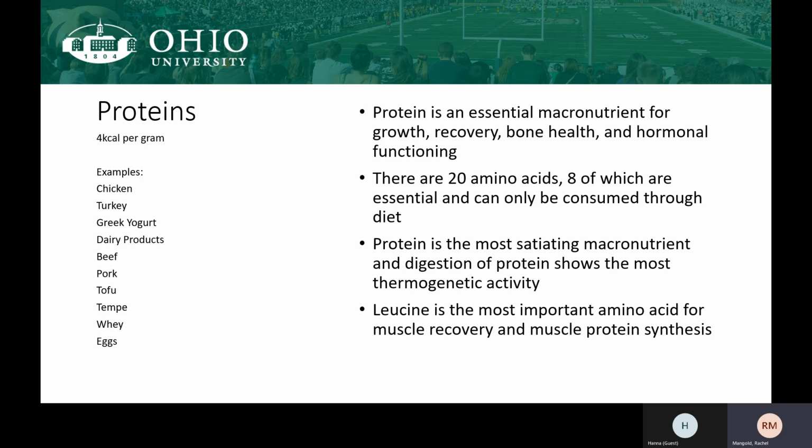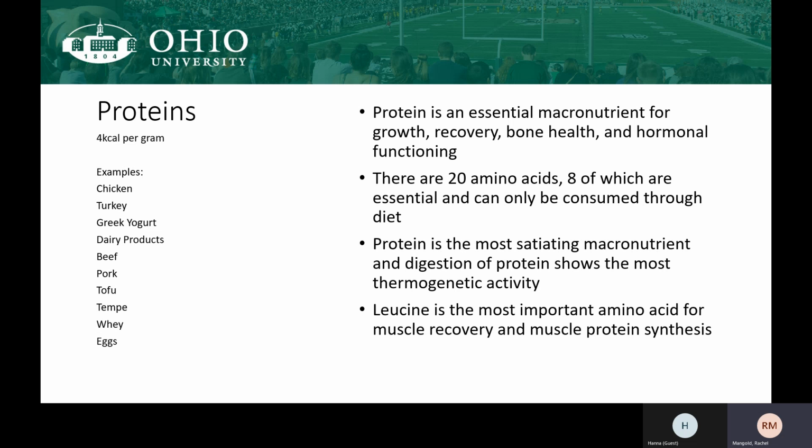All right. And so the good thing about protein is that it is the most satiating macronutrient. So it's going to make you feel fuller for longer compared to carbohydrates or fat. And the digestion of protein shows the most thermogenic activity. So there's more calories, more expenditure to digest protein as opposed to carbohydrates or fat.